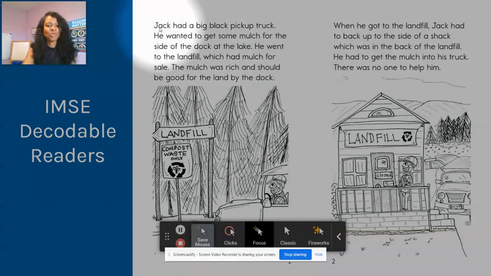Okay. So we're going to read this one more time. Jack had a big black pickup truck. He wanted to get some mulch for the side of the dock at the lake. He went to the landfill, which had mulch for sale. The mulch was rich and should be good for the land by the dock. When he got to the landfill, Jack had to back up to the side of a shack, which was in the back of the landfill. He had to get the mulch into his truck. There was no one to help him. Oh, no one to help him?